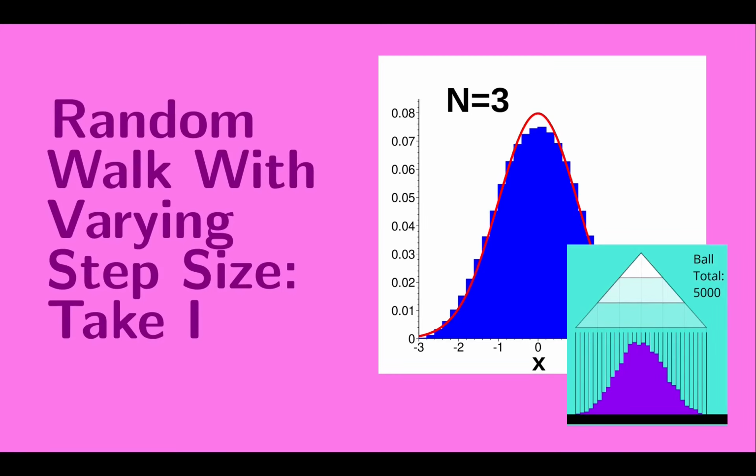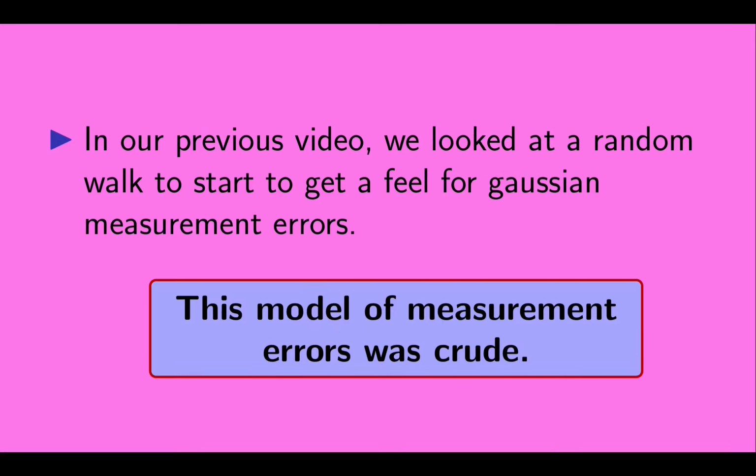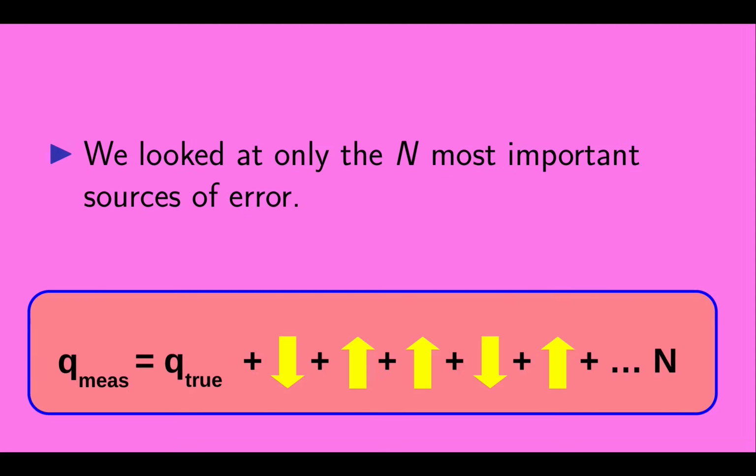Hi, welcome to Random Walk with Varying Step Size, Take 1. In our previous video, we looked at a random walk to start to get a feel for Gaussian measurement errors. The model of measurement errors that we made in that video was crude. We looked at only the n most important sources of error.